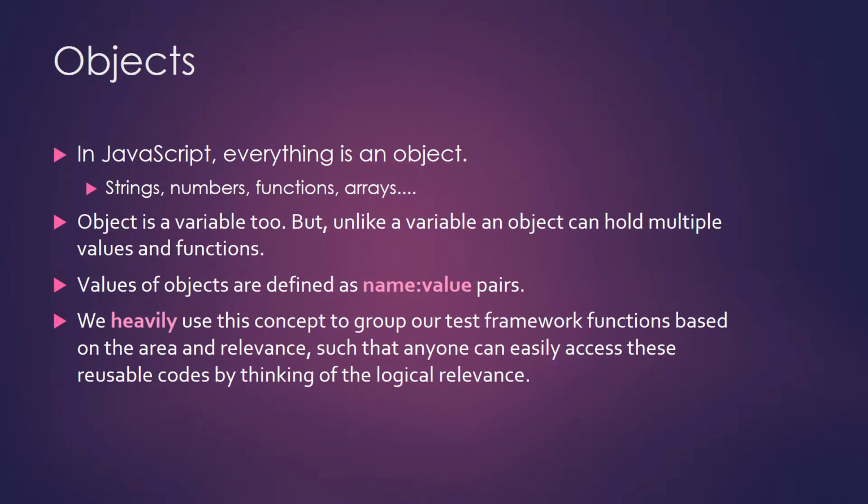In JavaScript, everything is an object: strings, numbers, functions, arrays. Object is a variable too. But, unlike a variable, an object can hold multiple values and functions. Values of objects are defined as name-value pairs. We heavily use this concept to group our test framework functions based on the area and relevance, such that anyone can easily access these reusable codes by thinking of the logical relevance to the structure of the application.